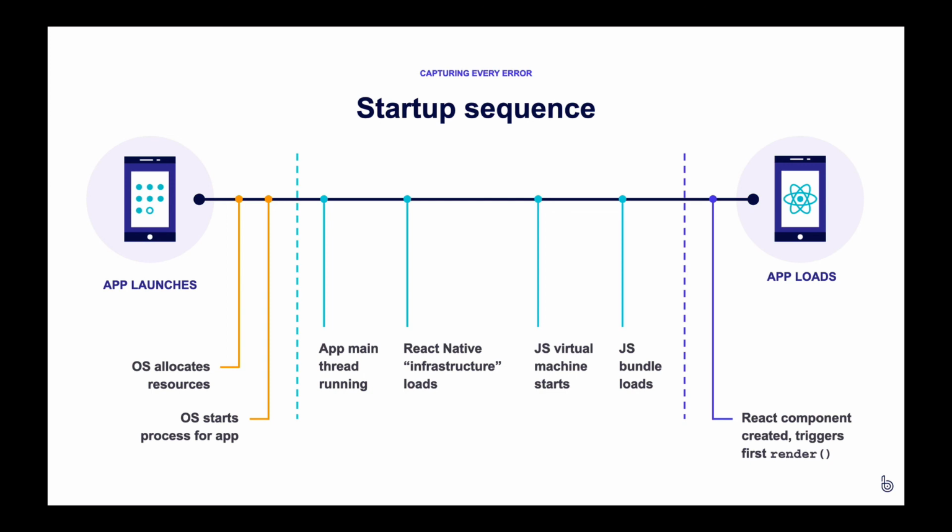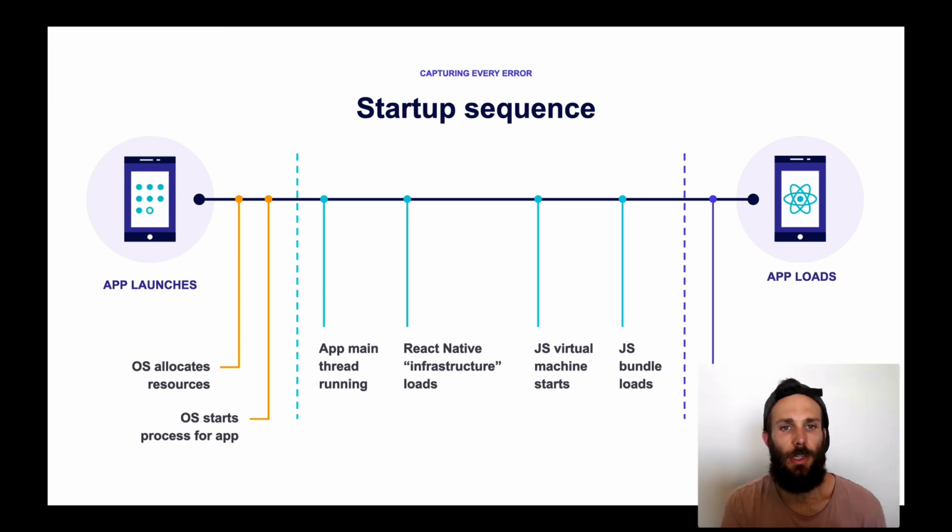In a bit more detail, this is the sequence in which a React Native app starts up. On the left-hand side here, the user presses the app icon. The OS allocates some resources and starts the main process of your app. Now this is your process, which includes the native runtime and your native application entry point. So right away there's some code that you or your team wrote which could potentially crash.